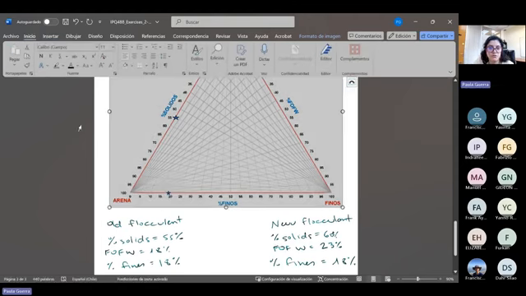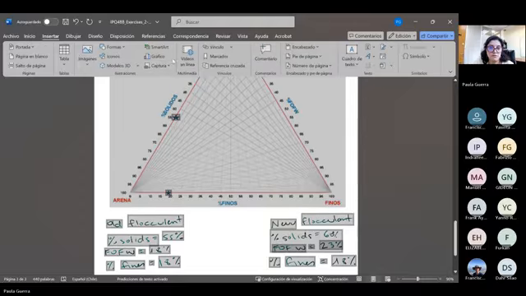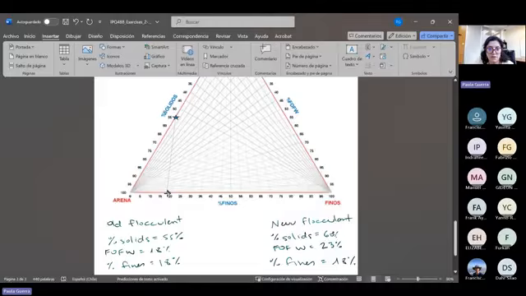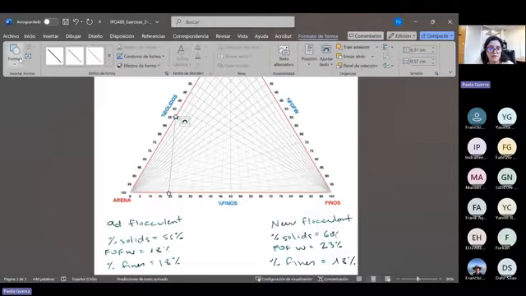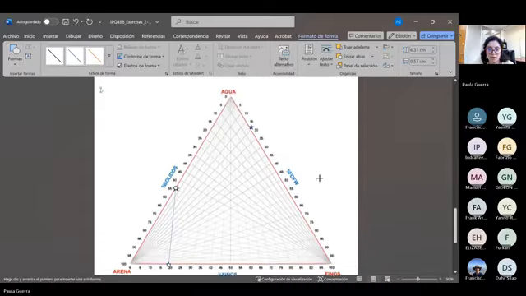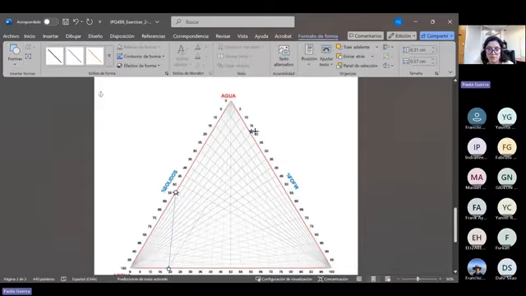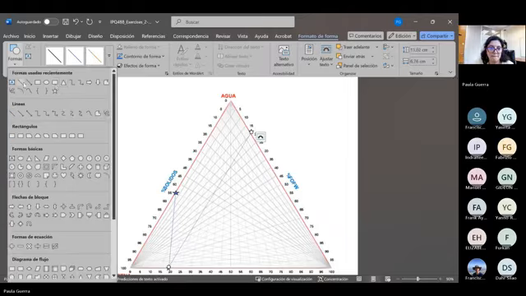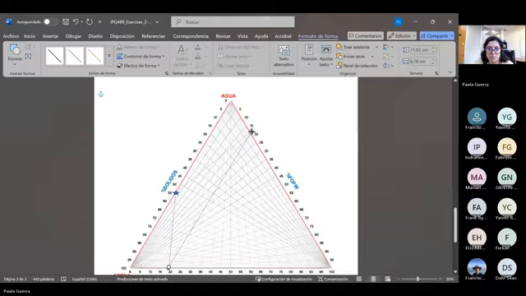Okay, so with this, I'm going to draw the triangle. Okay, let's draw the triangle here. Then here. And finally, here. Okay. And now I'm going to draw the bisecting lines in order to locate our point.